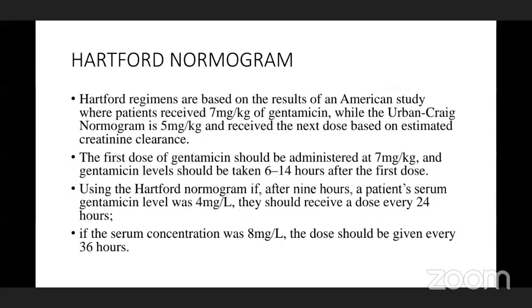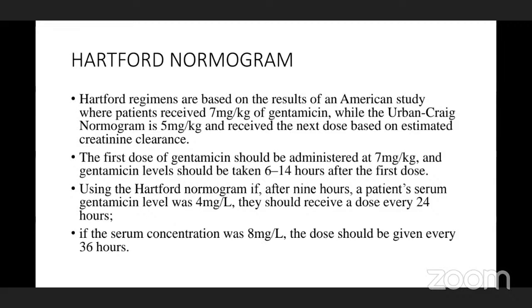Now, the Hartford nomogram was based on the result of an American study where patients received 7 milligrams per kg of gentamicin, while the Urban Craig nomogram uses 5 milligrams per kg. They will usually use 5 milligrams per kg, run the concentration of gentamicin, and based on the trough concentration, a pharmacist can calculate the next dosage, how frequently you should dose gentamicin, and what milligram dose to give, because of the nephrotoxicity and the ototoxicity.